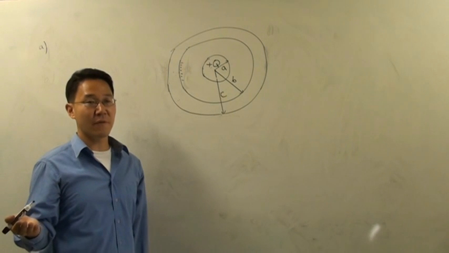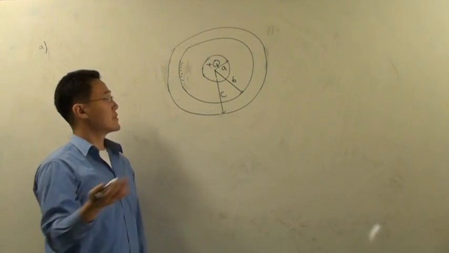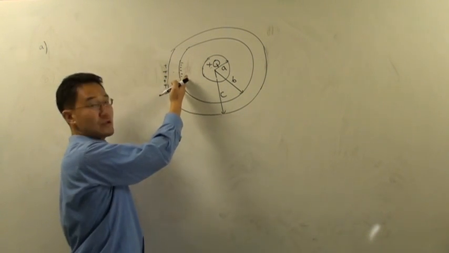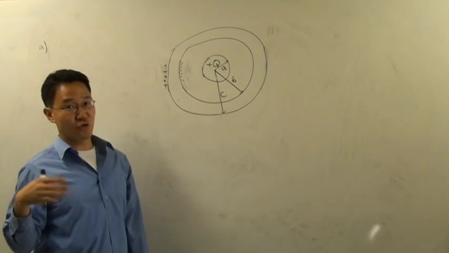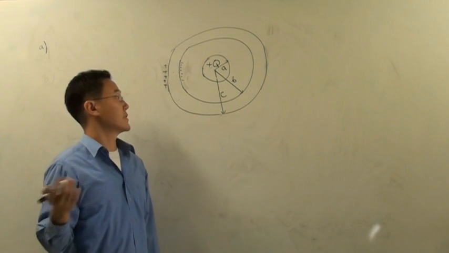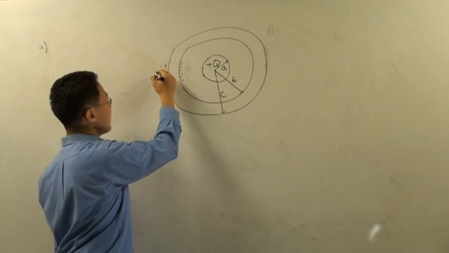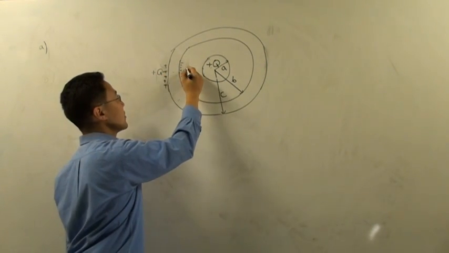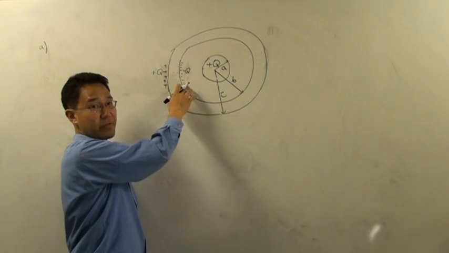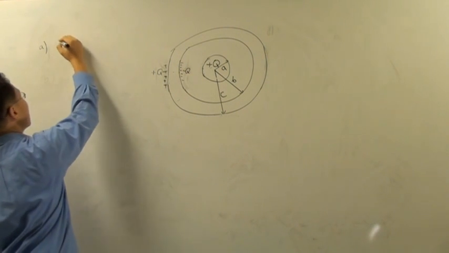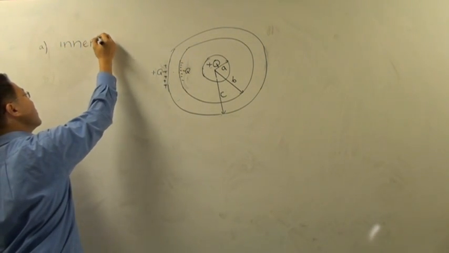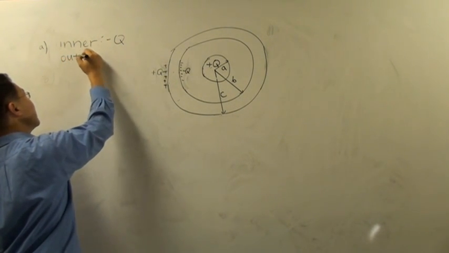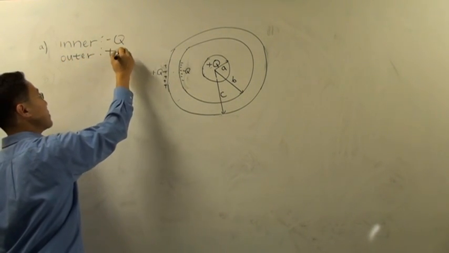And because we started off with a zero net charge, there has to be some positive charge that counters the induced negative charge, due to conservation of charge. So all the positive charge will be on the outer surface of the spherical shell, and all the negative charge will be induced on the inner surface. So on the inner surface we have charge minus Q, and on the outer surface we have charge positive Q.